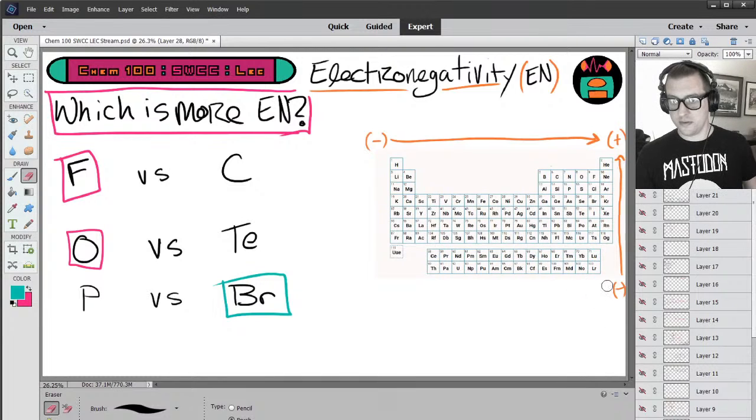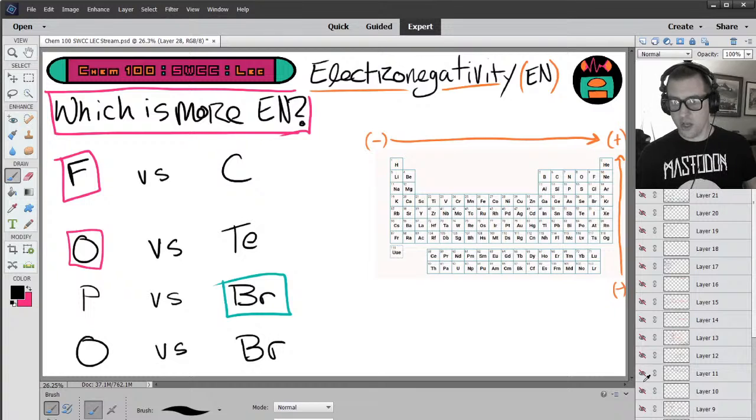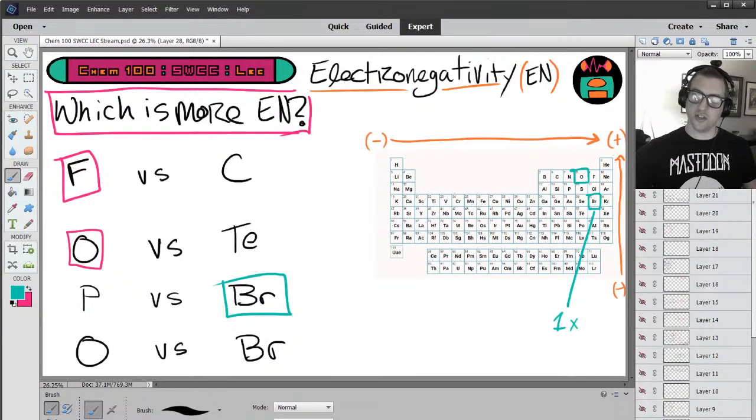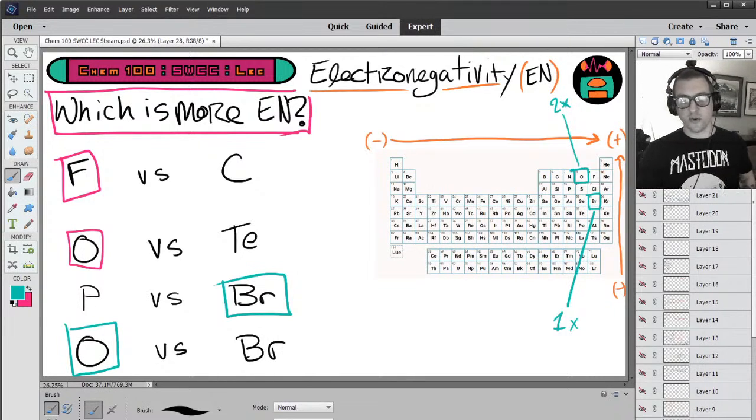Let's do another example. Let's do oxygen versus bromine. You'll notice that in oxygen versus bromine, oxygen's here, bromine's here. In this example, bromine is 1 further to the right than oxygen, but oxygen is 2 spaces higher than bromine. So in this case, oxygen is more electronegative because it's got a 2 space advantage to bromine's 1, right? So oxygen's going to win.